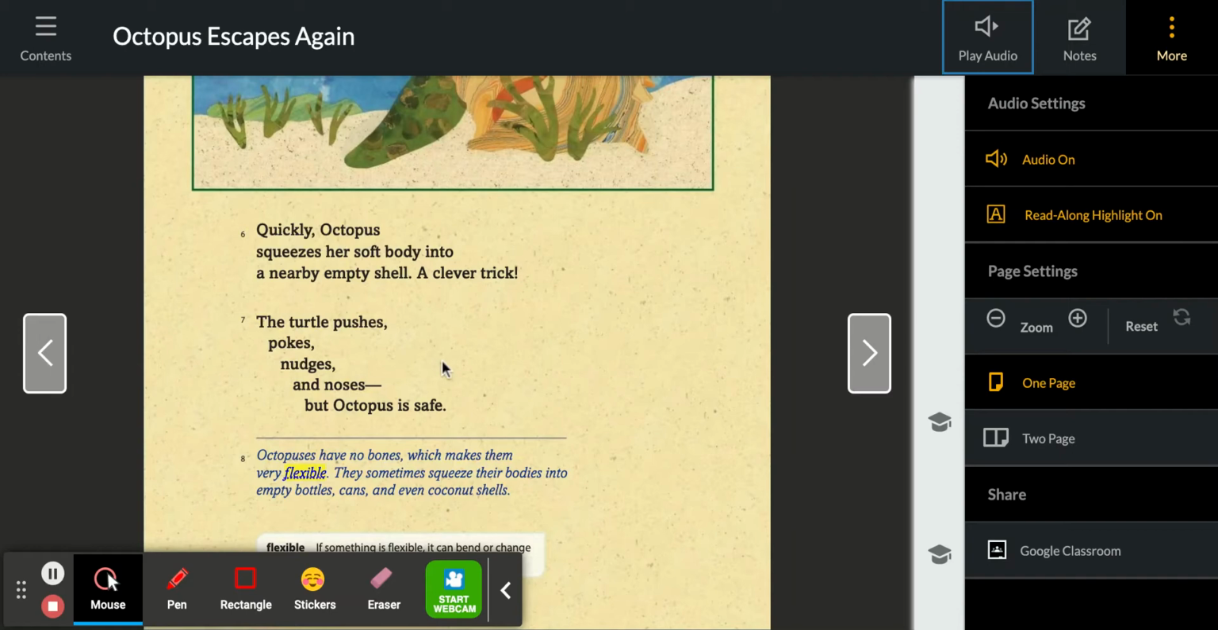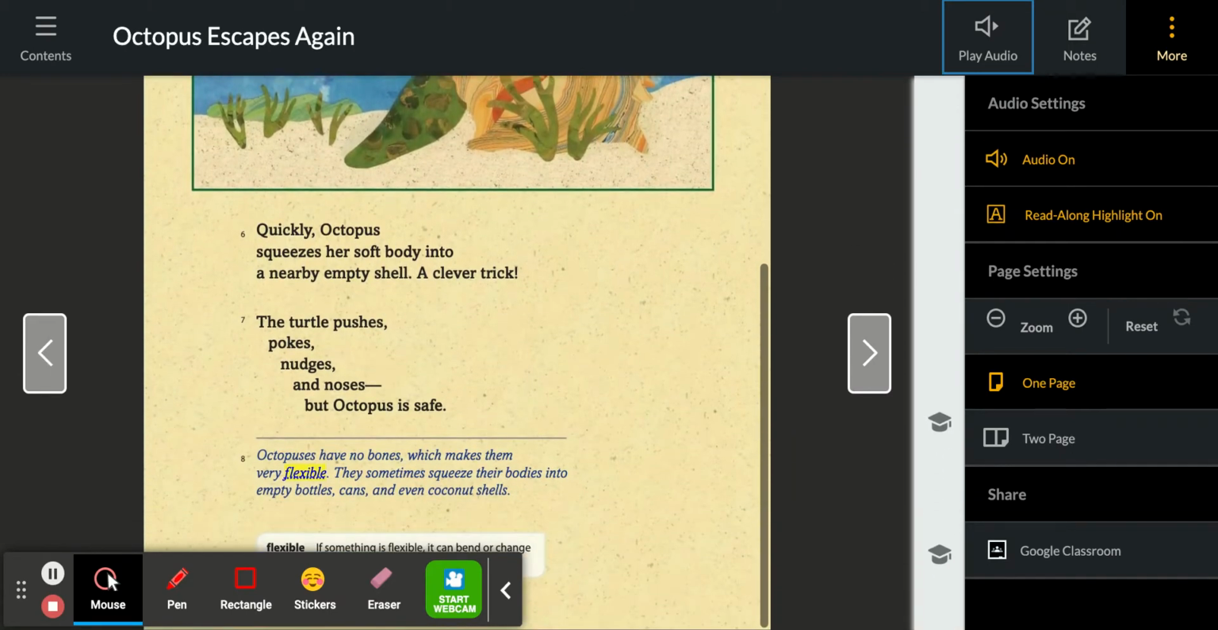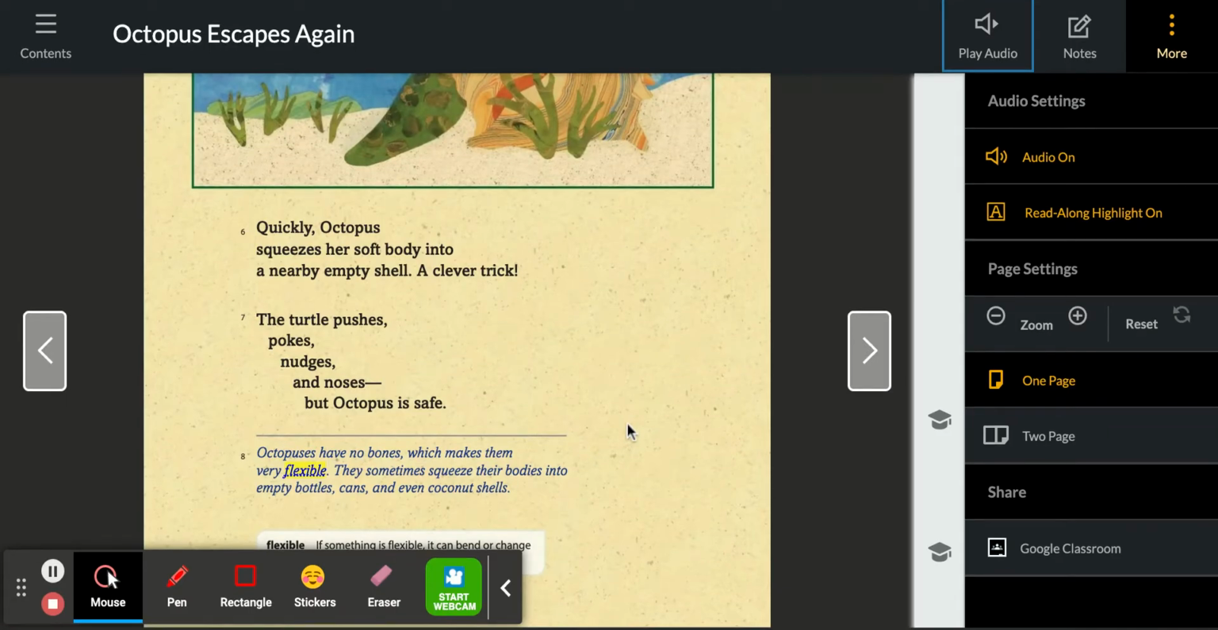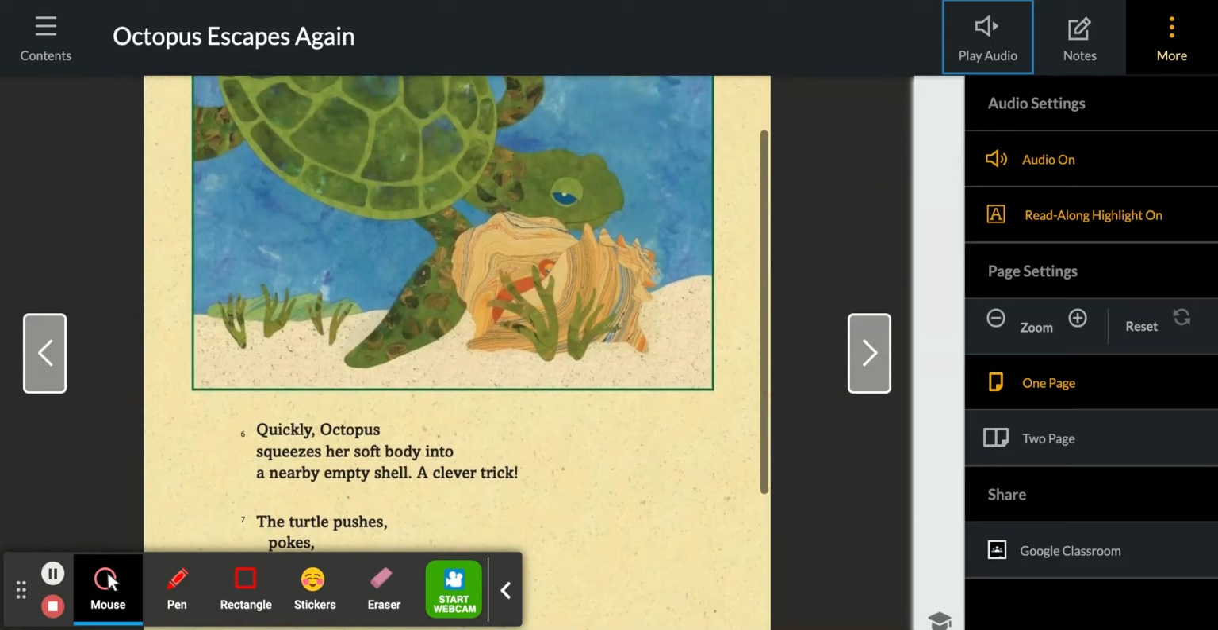Well, in paragraphs 6 and 7, it's sort of giving you the story of this octopus. And then the blue text is giving you factual information about the octopus. And then, of course, here in the white box, it's giving you definitions for different words.